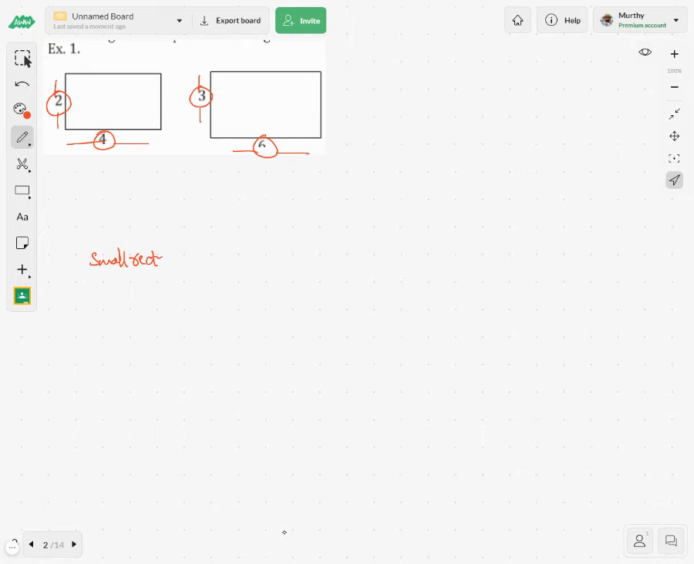Small rectangle. You can take any one of those sides, either length or width, but don't forget to take the corresponding side to compare. So if I'm taking, let's say, 2 units, then I have to take the corresponding, which is 3, therefore 2 over 3. How about taking the length? It is 4 and this one is 6.